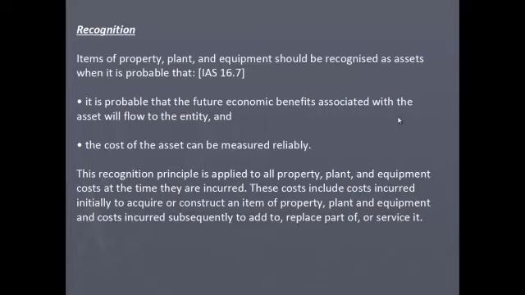Now comes the recognition criteria. Items of property, plant and equipment should be recognized as an asset when it is probable that future economic benefit associated with the asset will flow to the entity and the cost of the asset can be measured reliably. This recognition principle is applied to all property, plant and equipment costs at the time they are incurred. These costs include costs incurred initially to acquire or construct an item of property, plant and equipment, and costs incurred subsequently to add to, replace part of or service it.